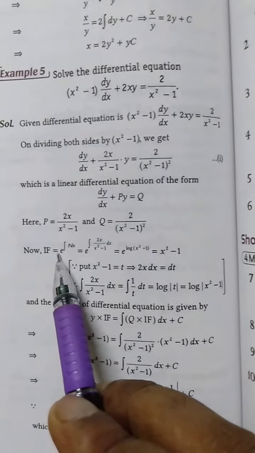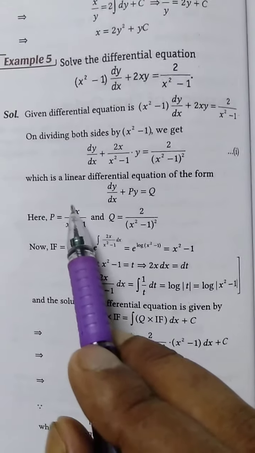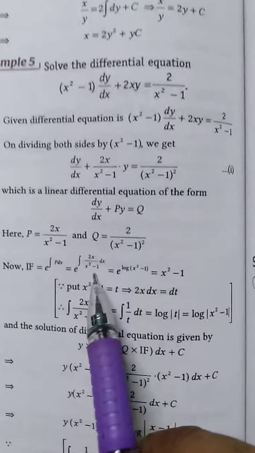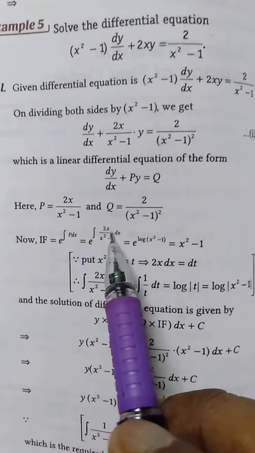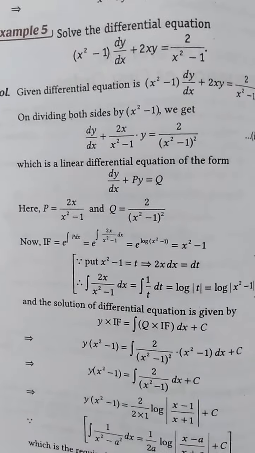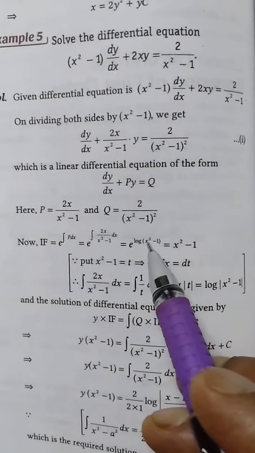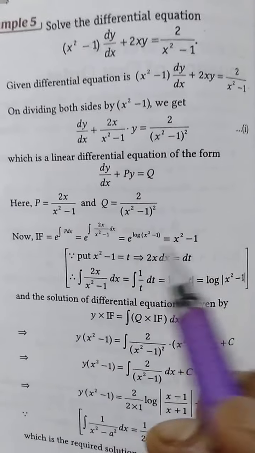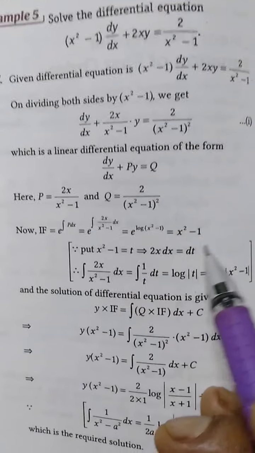Now the integrating factor is what? e to the power integration p dx, that is integration of this. By simple class 11 integration, you can do this integration. You just take the substitution of x square minus 1 as u or whatever, and you will get e to the power log of x square minus 1. e and log cancel, giving x square minus 1. So what is the IF? Our integrating factor in this sum is x square minus 1.